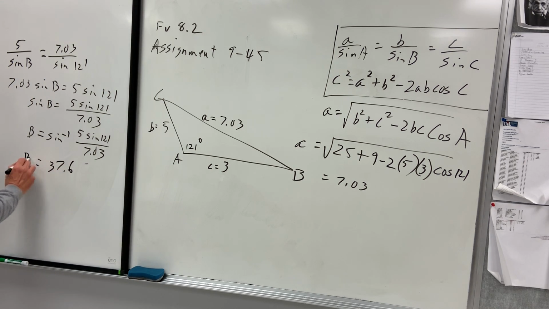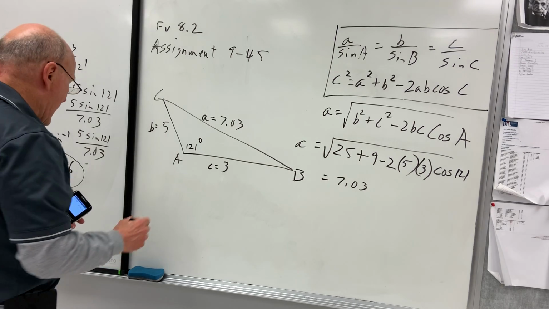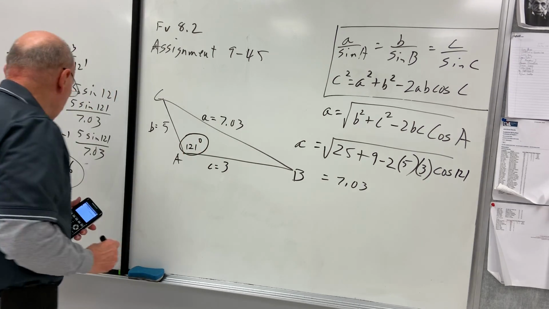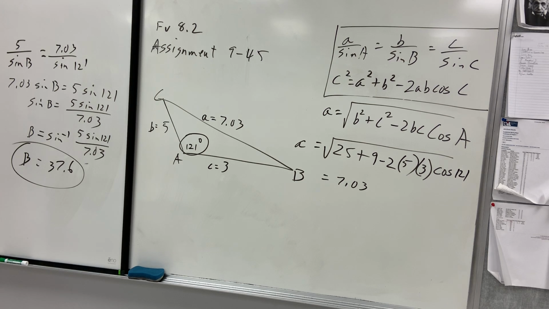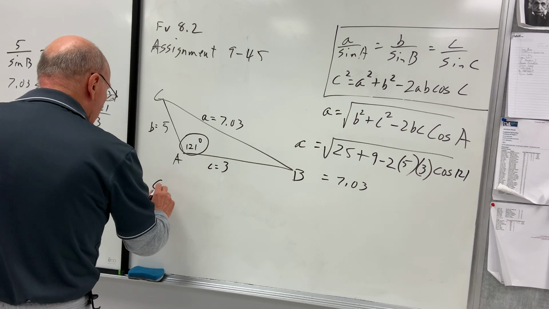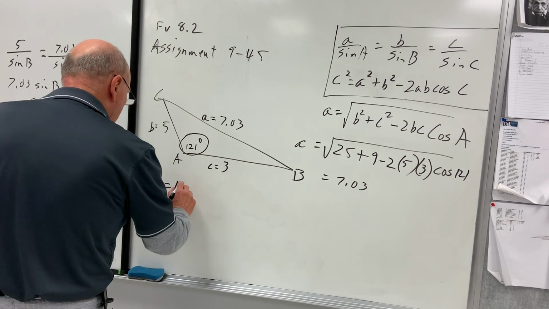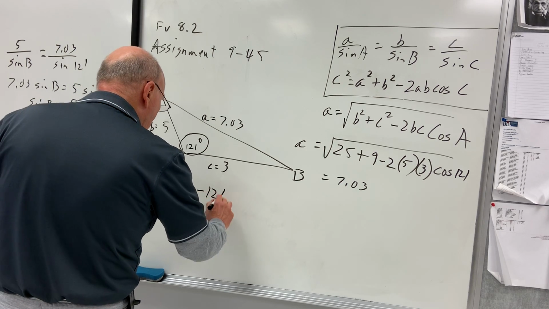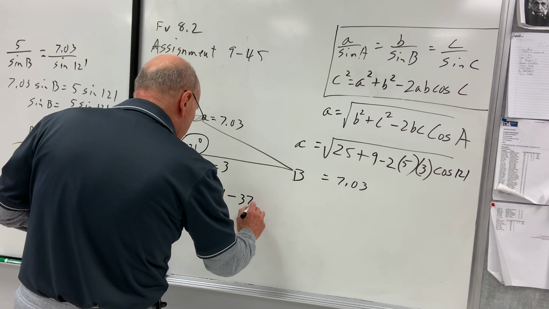I should be asking for questions now. I don't need to, I don't have y'all here to ask you. All right, I've got B is equal to 37.6 degrees. I've got A is 121 degrees. If we had never had this class, we should be able to finish that problem up, solving for C. I know that all these add up to 180, so C is equal to 180 minus 121 minus 37.6.